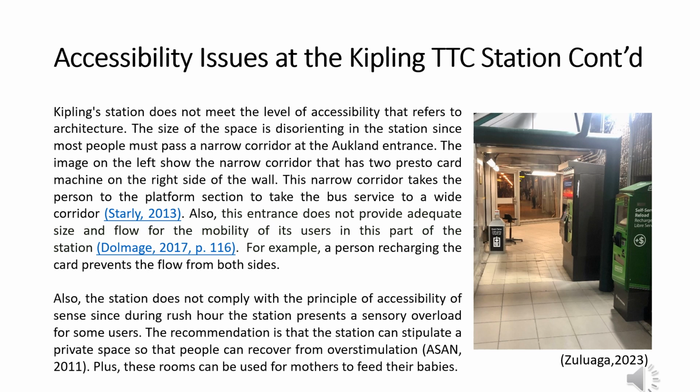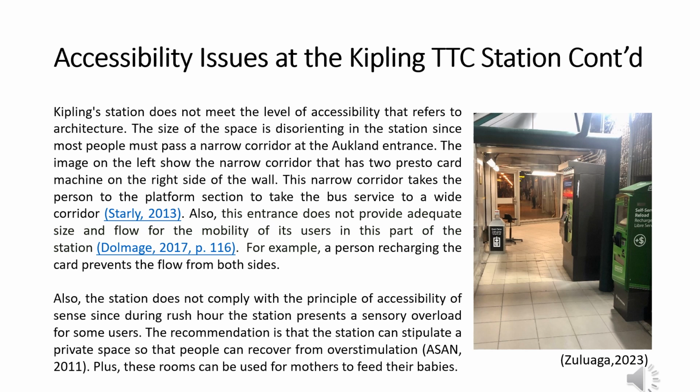Kipling station doesn't meet the level of accessibility that refers to architecture. The size of the space is disorienting in the station, since most people must pass a narrow corridor at the Auckland entrance. The image on the left shows the narrow corridor that has 2 Presto card machines on the right side of the wall. This narrow corridor takes the person to the platform section to take the bus service, to a wide corridor. Starley 2013.